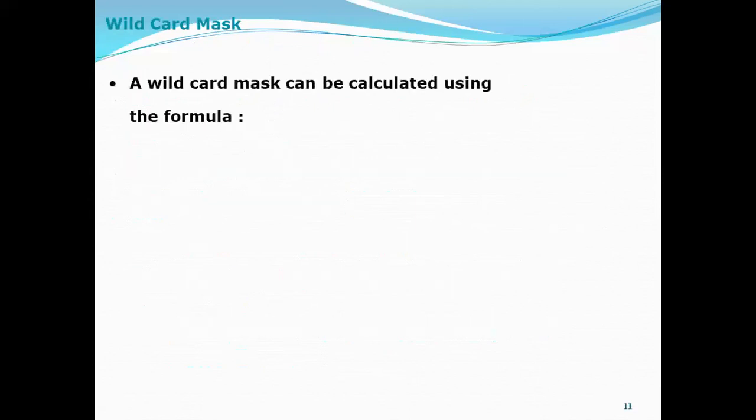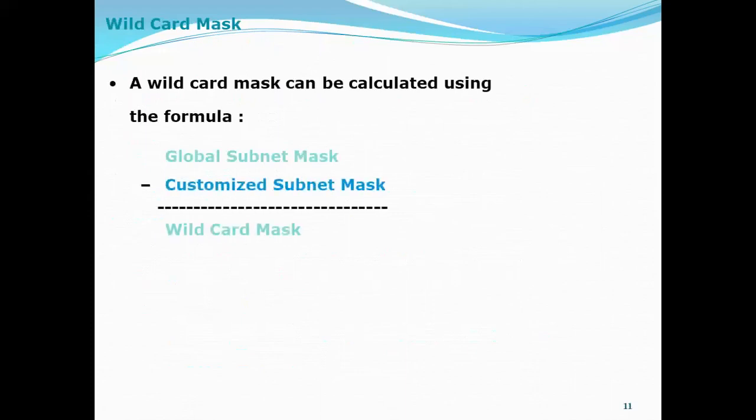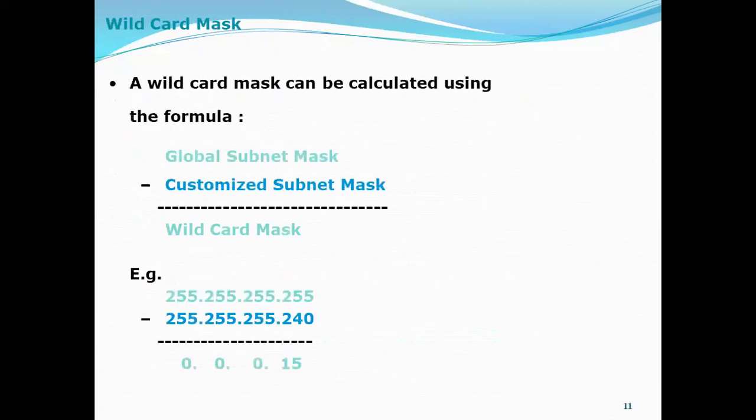A wildcard mask can be calculated using the formula: global subnet mask minus customized subnet mask. The global subnet mask means 255.255.255.255, and the customized subnet mask is the subnet mask you are using, which gives you the wildcard mask. So this is the example: 255.255.255.255 minus the customized subnet mask 255.255.255.240 gives you the wildcard mask 0.0.0.15. Okay.